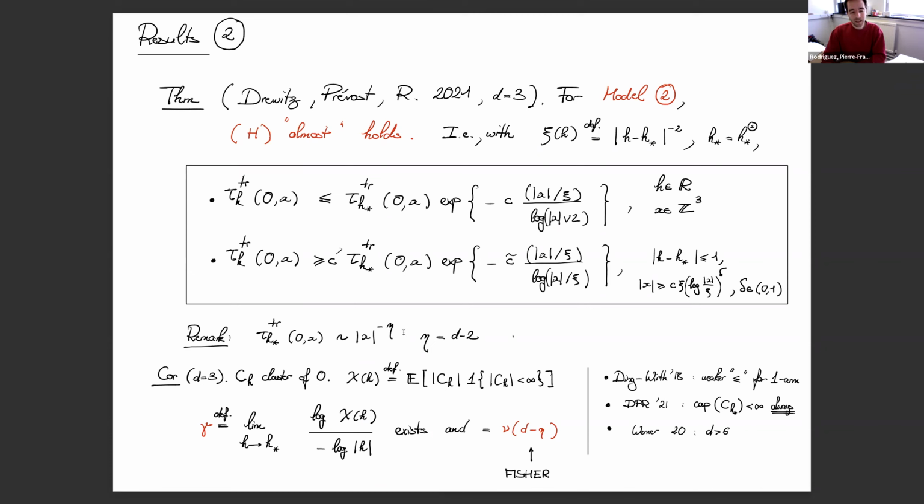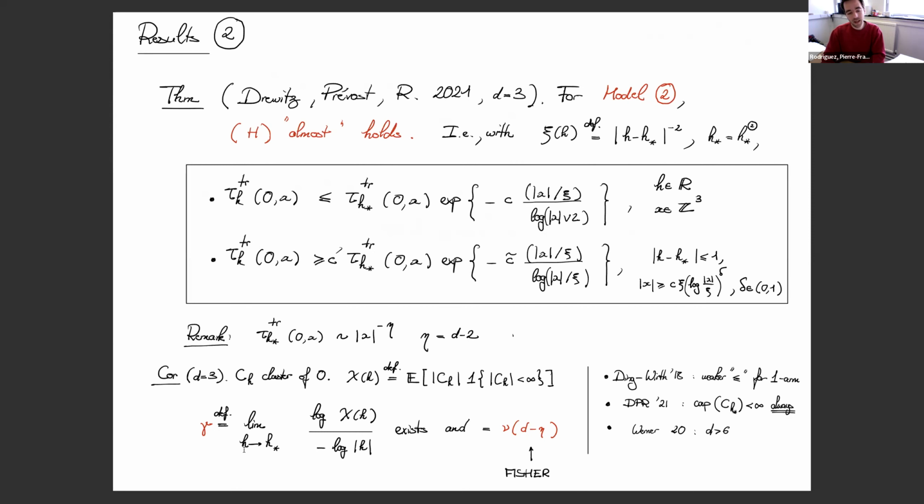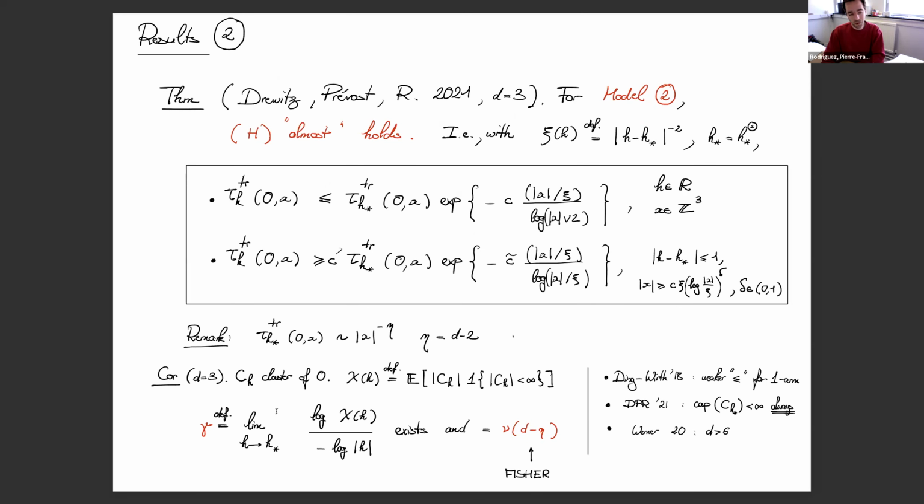Maybe one thing I'd like to mention is exactly this. If you look, for instance, at the mean cluster size, this function chi of h, which is just the sum over x of the truncated two-point function, then these two bounds are good enough to show that if you look at the log of chi divided by minus log of the absolute value of h, then as h tends to h star, this limit exists. So these small deficiencies that I mentioned will not spoil the existence of this limit.